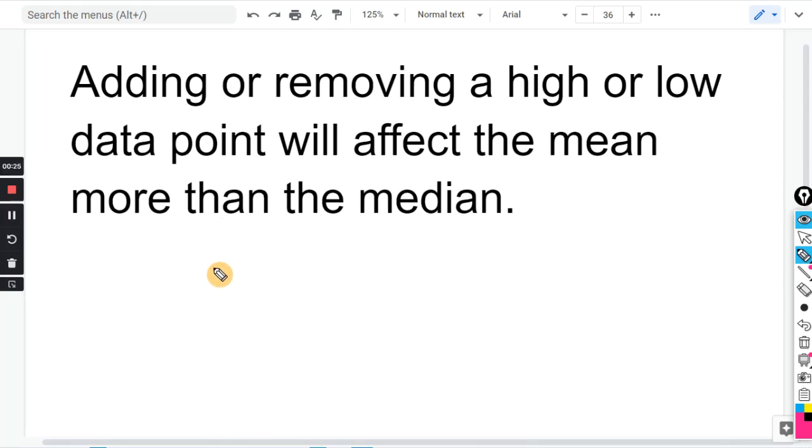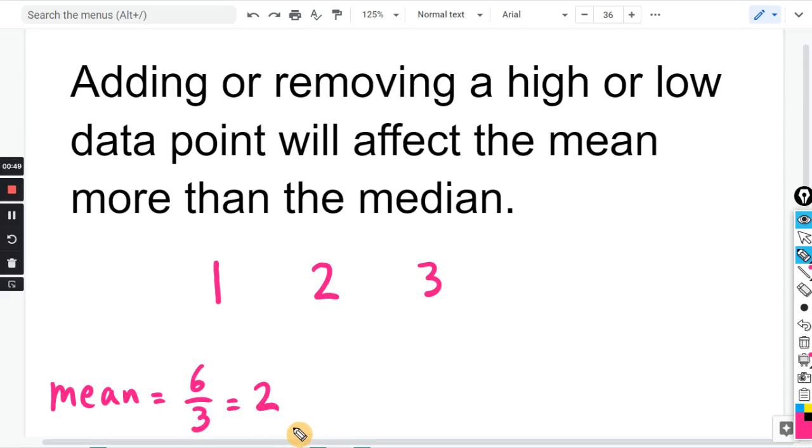Let's say you have the numbers 1, 2, and 3, and that's your data set. We know that the mean, if you added the three numbers, 1 plus 2 is 3, plus 3 is 6. The mean would just be 6 divided by 3, which equals 2.